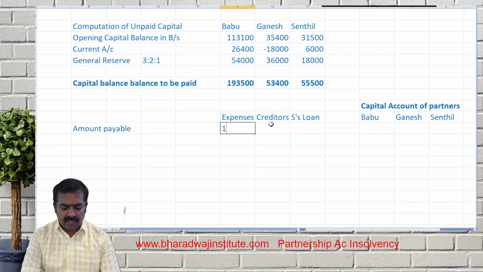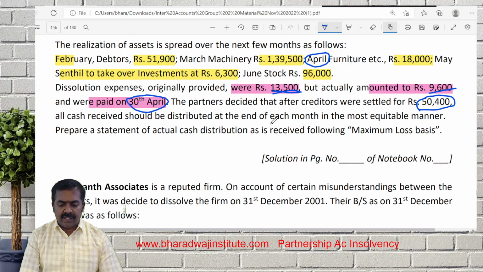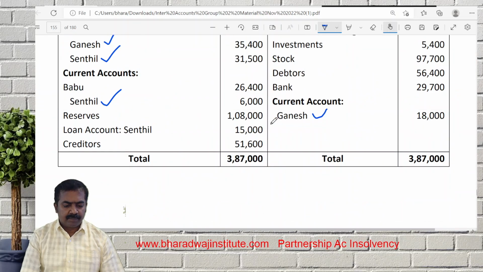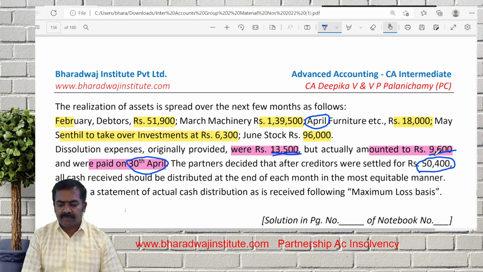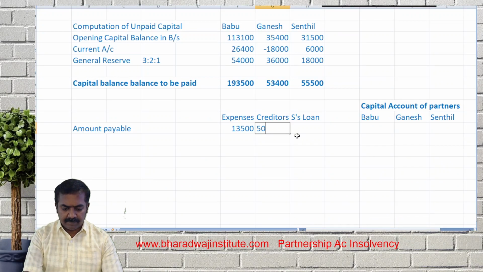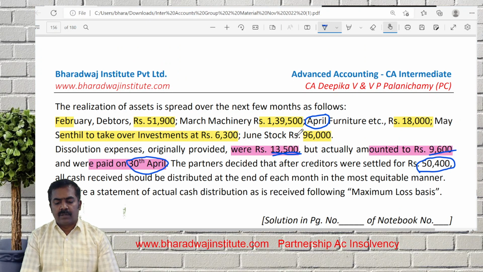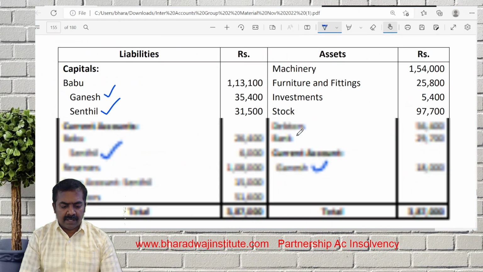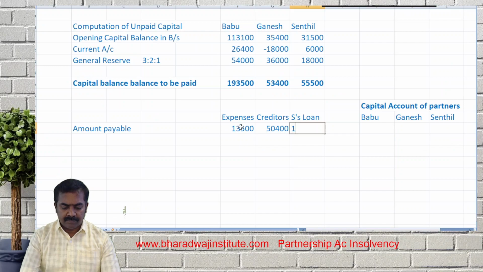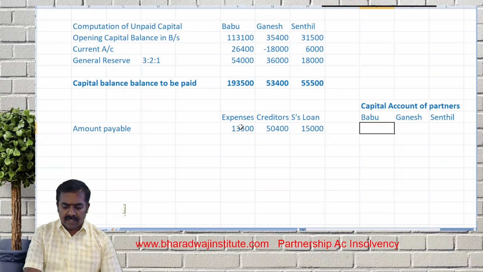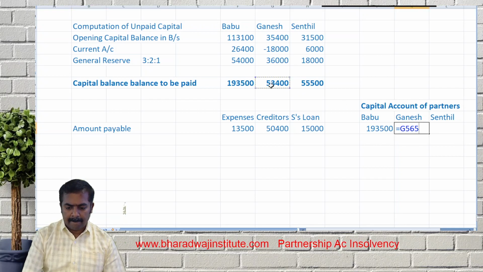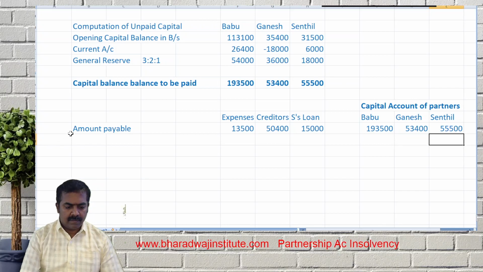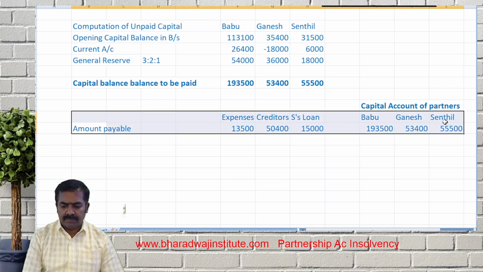Expenses initially provided 13,500. Expenses 13,500. Creditors, don't take the balance sheet amount, like 51,600. But what is the amount payable? 50,400 only. Partners loan is going to be settled before paying the partners, so a separate line item. How much? 15,000. Then the capital account balances. This is the amount payable.